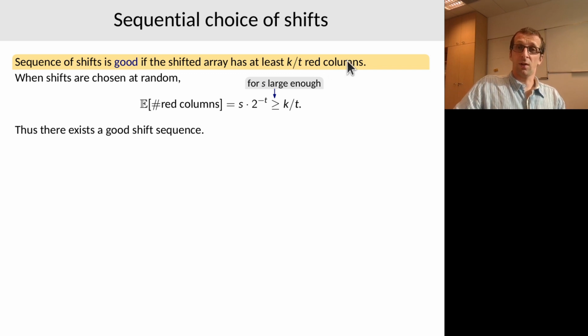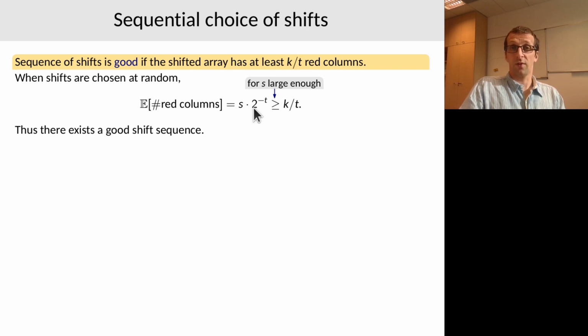And the original analysis of the procedure uses the following argument. So fix a coloring in which every row is mostly red. And now, if the shifts are chosen at random, then we expect about s times 2 to the power of minus t red columns.